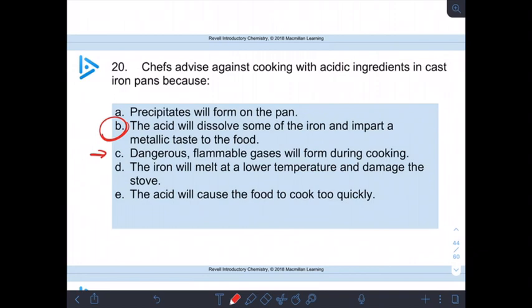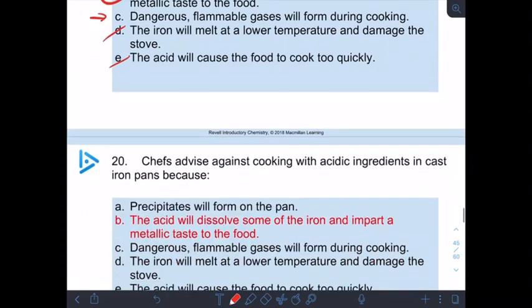Okay, but none of these other things really mean anything. The iron will not melt at a lower temperature. The acid will not cause the food to cook too quickly. None of those things change how heat is transferred, but you may possibly dissolve some of the iron.